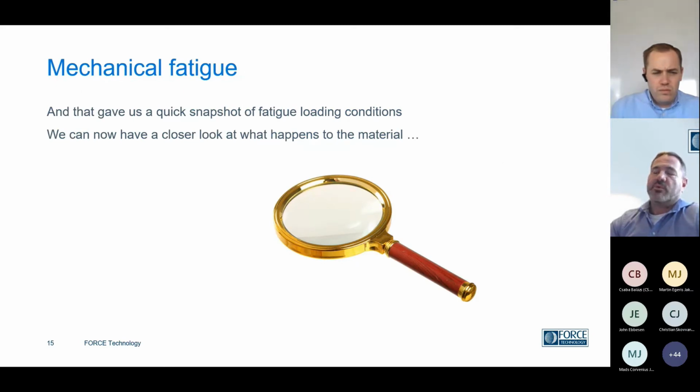Okay, so we looked very quickly at mechanical fatigue. As I said, it's a pretty big area. We looked at the loading conditions. I think the key thing there really is that it's not fixed. We can adjust things, and that's one of the key things that help us to target specific conditions, and that then allows us to get better results during the fatigue testing. So now we'll look a little bit deeper, and we'll pull the microscope closer, and have a look at what's actually happening inside the material.